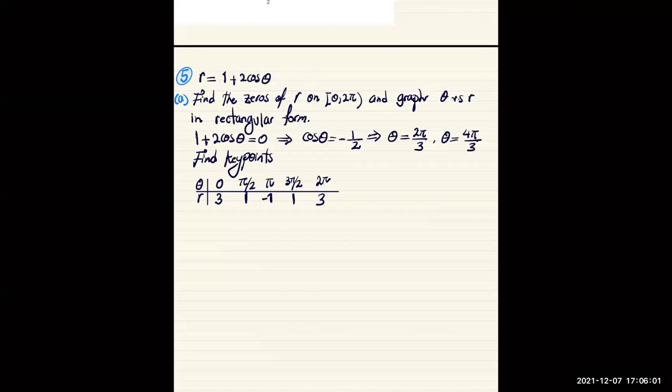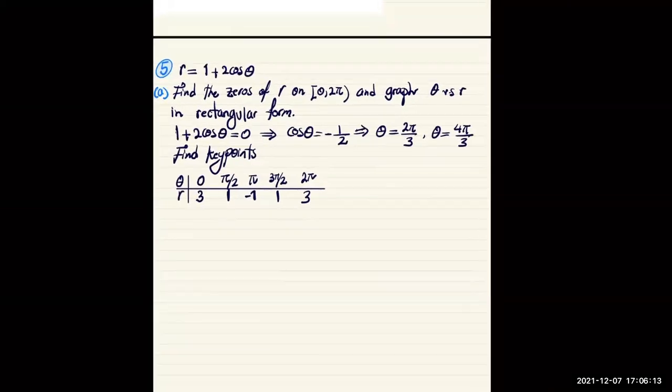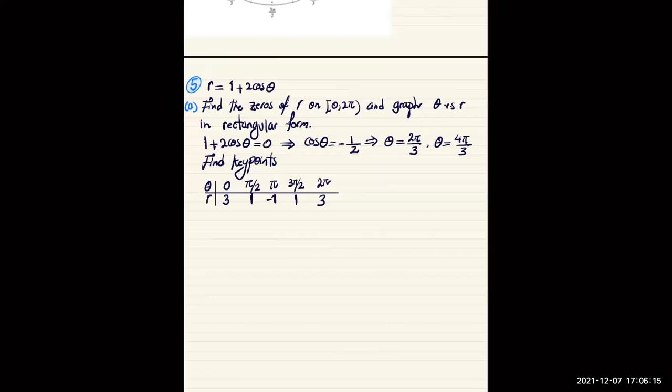They're just nice values. So what you're going to do is use the key points and the zeros to graph R versus theta. Let me make this a little smaller.